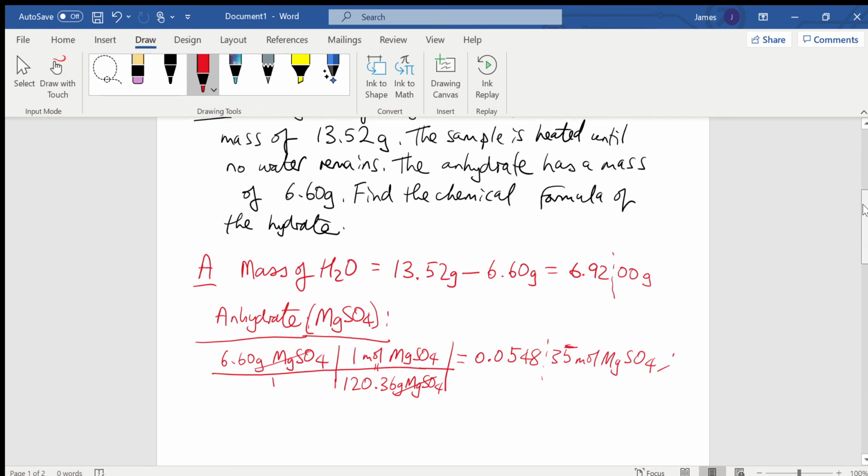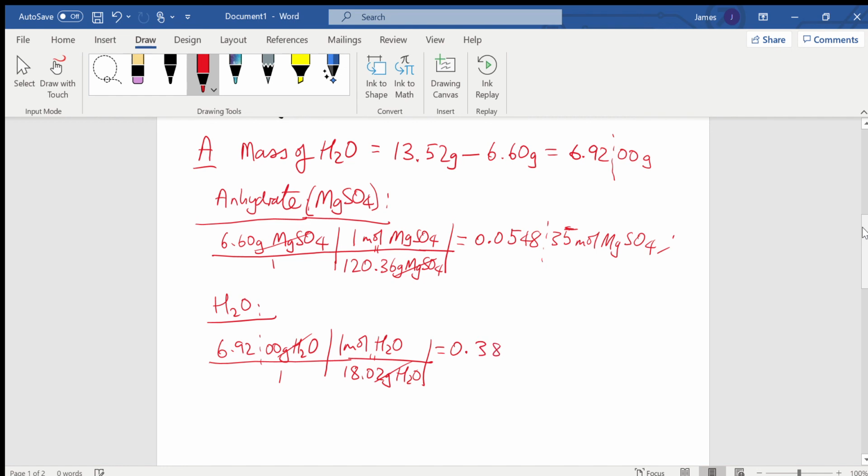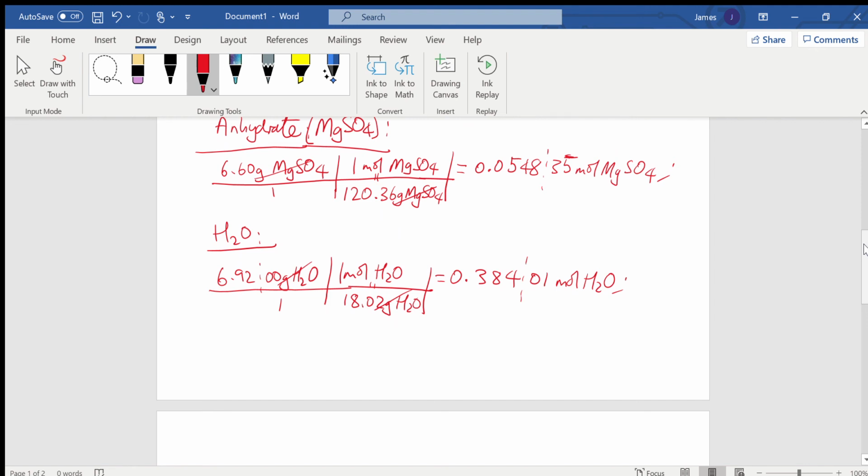Now I need to do the same for my moles of water. So for the water, I've got 6.92 grams of water. That was from my previous calculation. And I know that 1 mole of water is equal to 18.02 grams of water. Units cancel. I'm good to 3 sig figs again. So this is 0.38401 moles of water. And just as with the empirical formula type calculations in another video, we'll just look at the mole ratio.